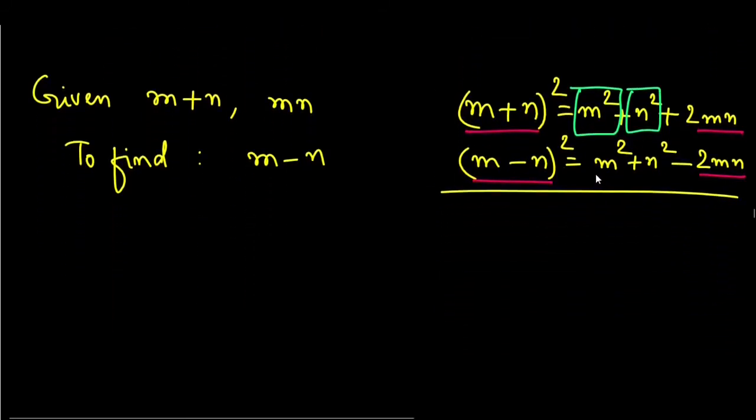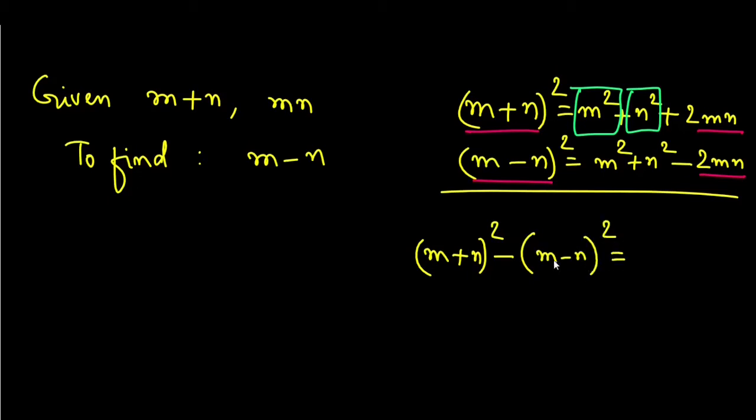Here also we have m square plus n square. When we subtract these two equations, m square and n square will be eliminated. So let us subtract them. (m + n) whole square minus (m - n) whole square is equal to: m square minus m square, we get 0. n square minus n square, we get 0. Here 2mn minus of minus 2mn, we get 4mn.